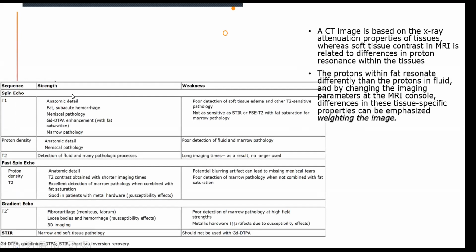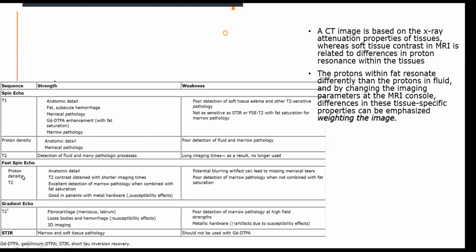There are several types of weighting: spin echo, fast spin echo, gradient echo, and STIR. We'll talk about each later. You can see that the spin echo is either T1 or T2. Regarding T1 and T2, the strengths are anatomical detail, fat, meniscal pathology, and with enhancement by gadolinium, marrow pathology is obvious in T1. Also in T2, there is good detection of fluid that may contain any pathologic process.